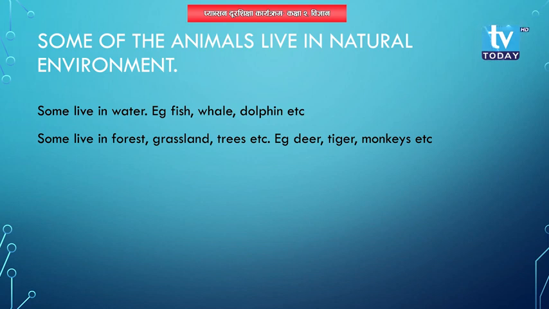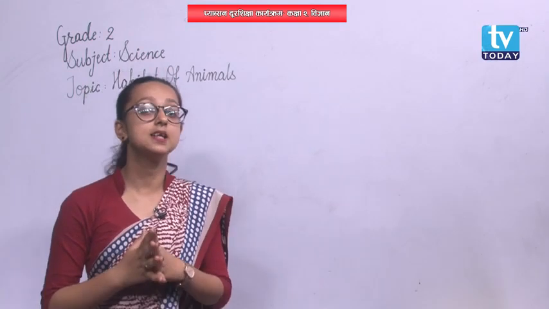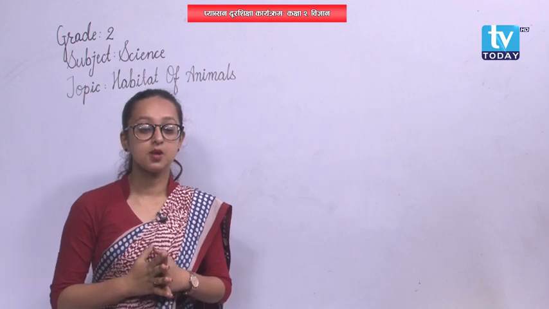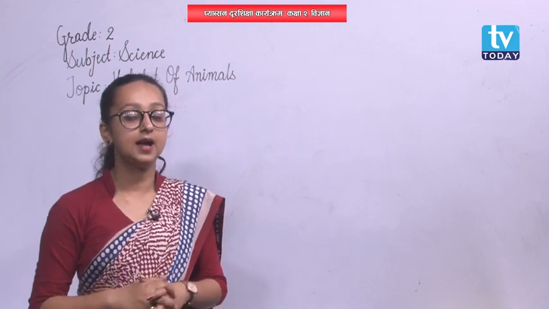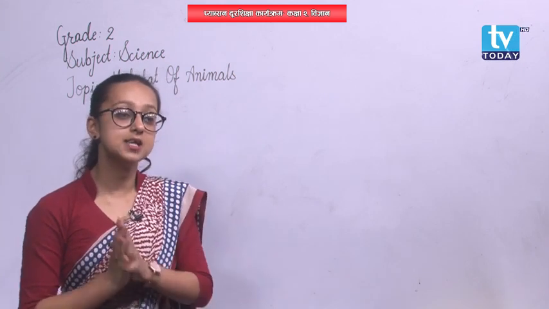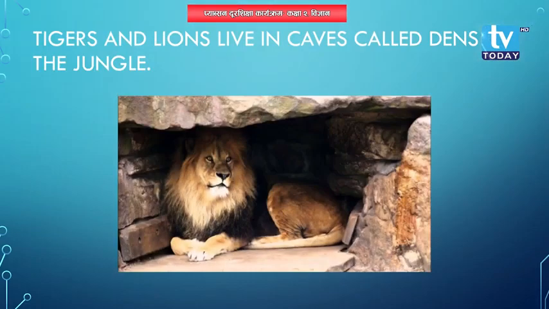Well, lions and tigers. Similarly, monkeys, elephants, giraffes, deer, and also fishes, dolphins, whales, they also live in water, and water is also counted as a natural habitat, okay? But lions, tigers, monkeys, they are found in jungle, and that is also the natural habitat. Now let's move on to the pictures. In the first picture, lions are seen, right? Tigers and lions, they live in caves, they live in dens, and they are found in jungle. They are found in the natural habitat.